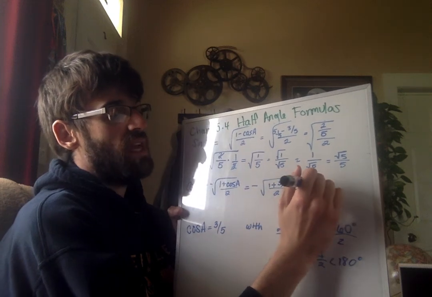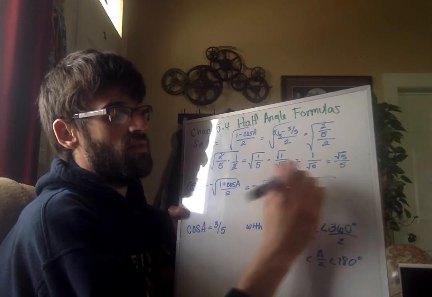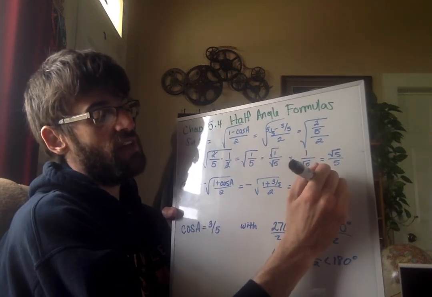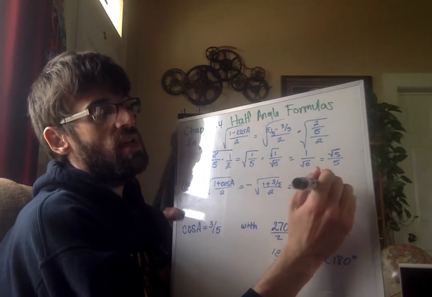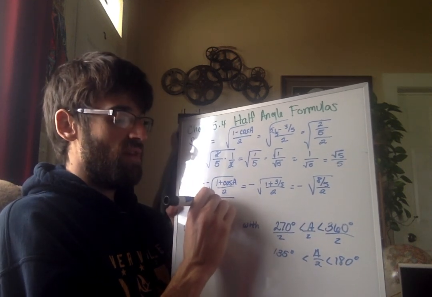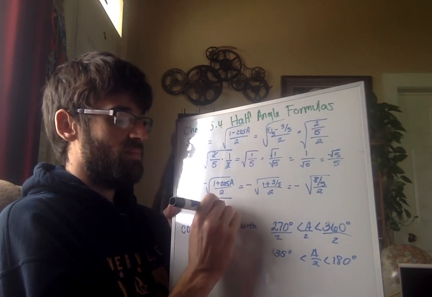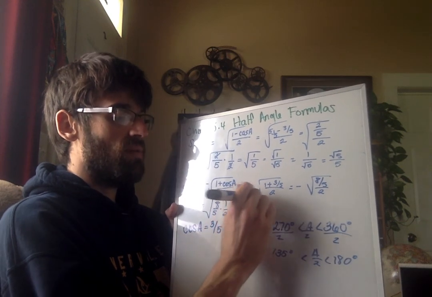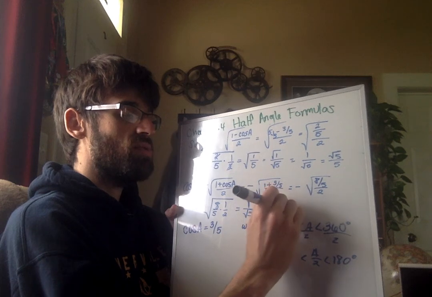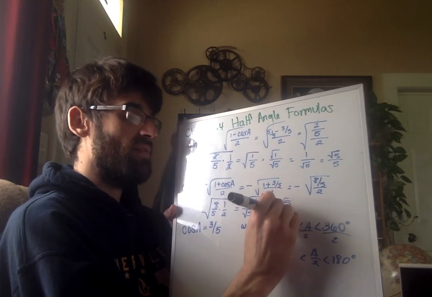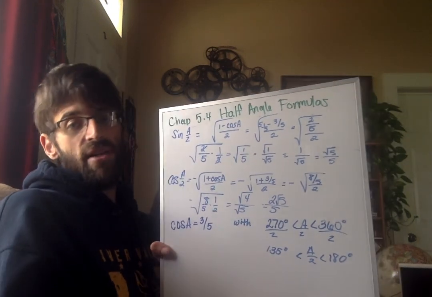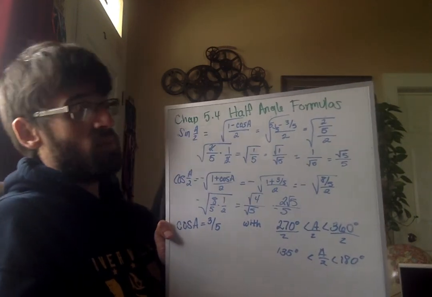So that's going to be negative square root of, this is going to be 5/5 plus 3/5 is 8/5 divided by 2, which is the same thing as the negative square root of 8/5 times 1/2, which is the square root of 4/5, which is 2 square root of 5 over 5 when I rationalize that. Now, since this is in quadrant 2, I know tangent should be negative as well.